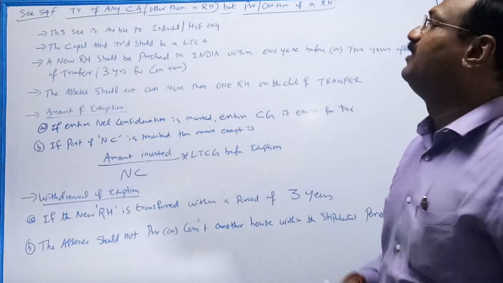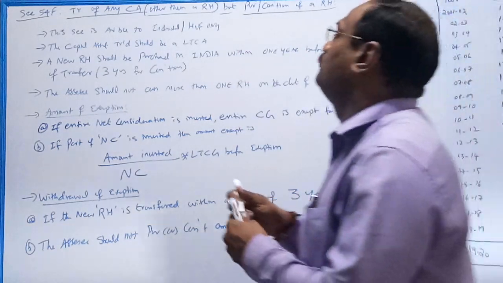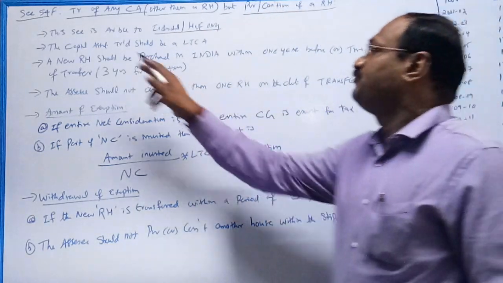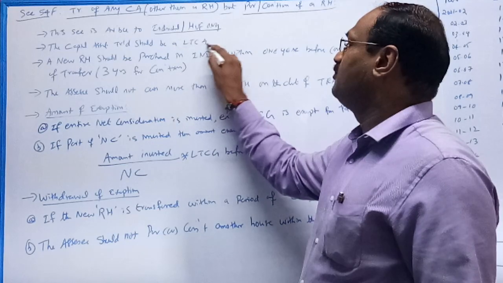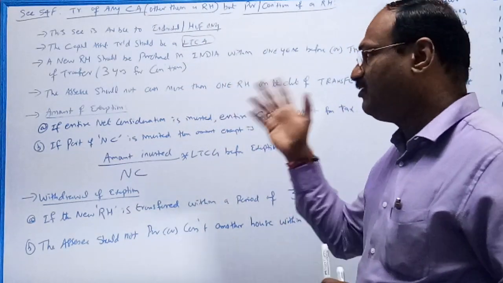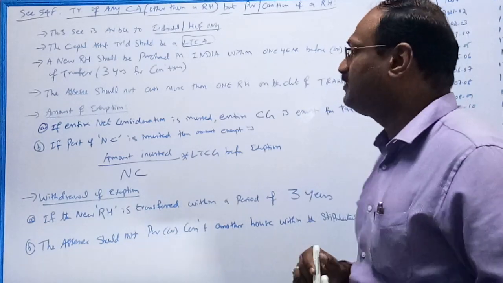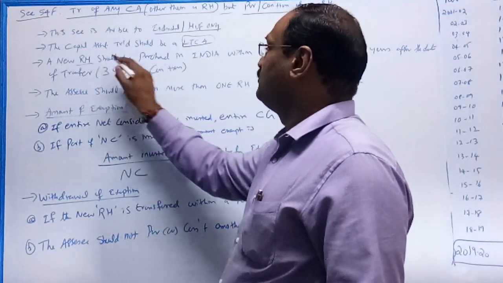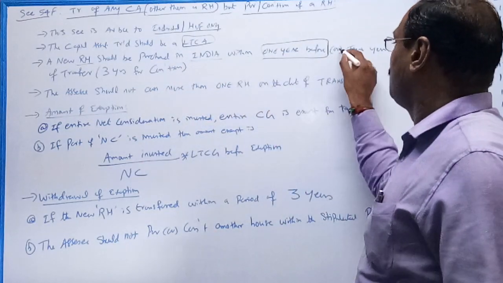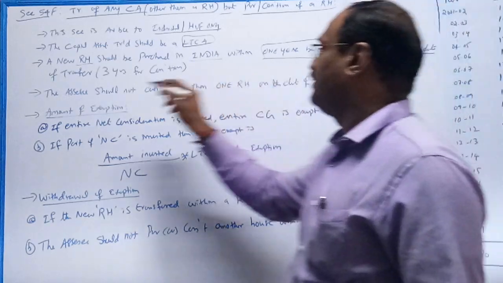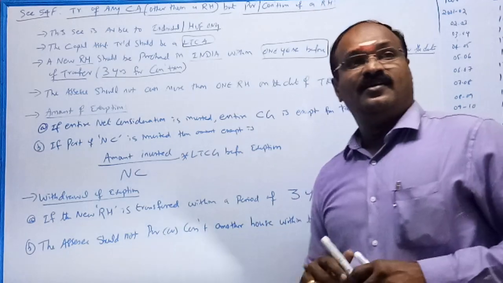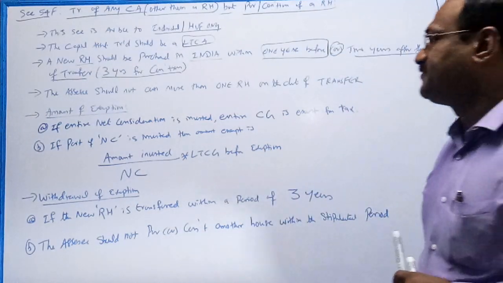Section 54F is again available to individual and HUF only. The capital asset transferred should be a long-term capital asset, so a short-term capital asset is not eligible under section 54F. Then a new residential house should be purchased in India within 1 year before or 2 years after the date of transfer. In case of construction, 3 years.